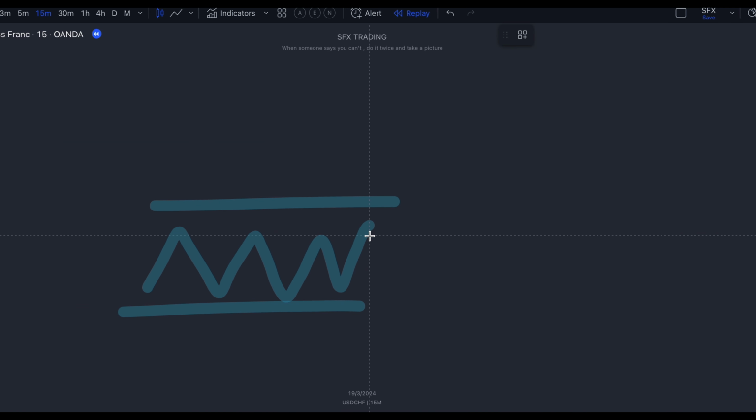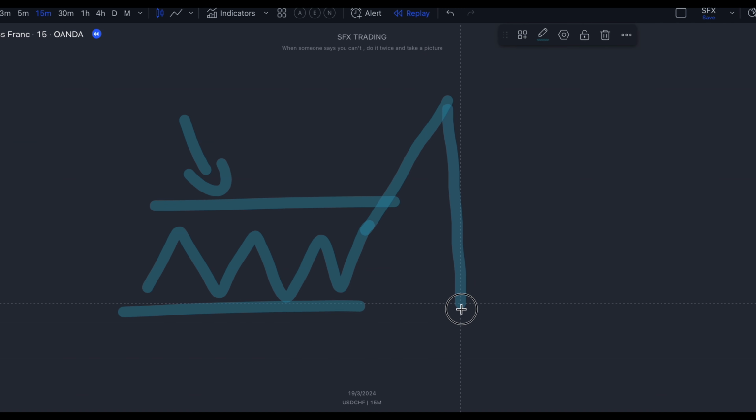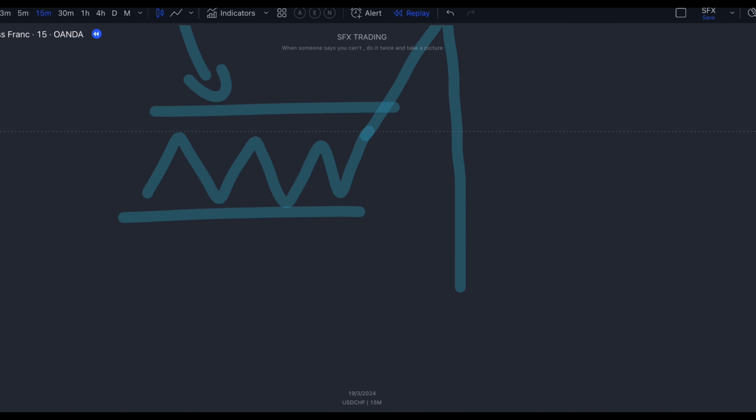Now, what we usually have in London is the manipulation phase in the first few minutes. So we have a manipulation phase to the upside to eliminate the liquidity and the highs here, because this is kind of resistance. And then we have the distribution phase to the downside that breaks the structure and continues with the trend.